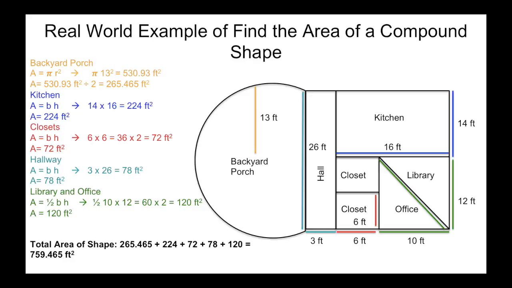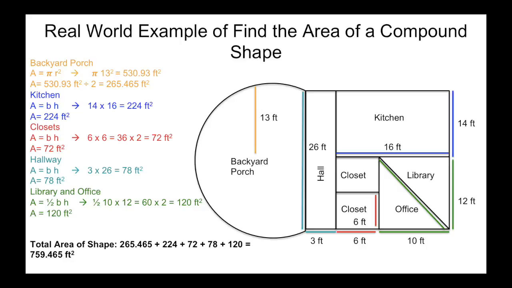Then we will find the areas of the kitchen, hallway, and 2 closets, all using the equation to solve for the area of a rectangle, which is A equals base times height, since they are all rectangular shaped rooms. So for the kitchen, we will multiply 14 feet by 16 feet and get the number 224 feet squared as our area. Then we will find the area of the 2 closets, which are both 6 feet by 6 feet, giving us the area of 36 feet squared each. So a total of 72 feet squared total for the 2 closets.